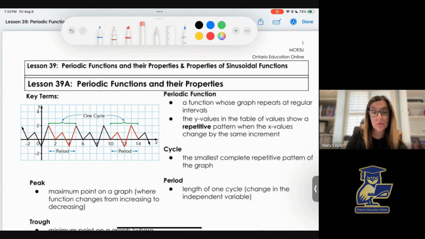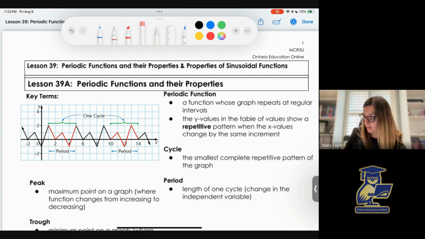The cycle is the smallest complete repetitive pattern of the graph, and the period is the length of one cycle, that change in the independent variable. Meaning when the cycle begins, you look at that x value. When the cycle ends, you look at that x value, you take the difference, and that represents the period.